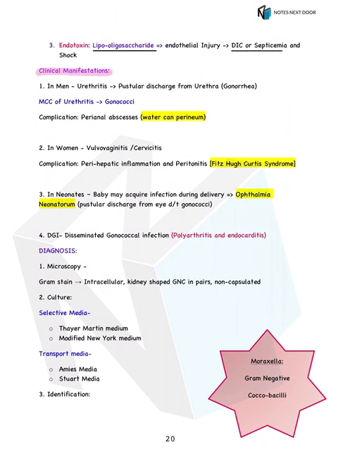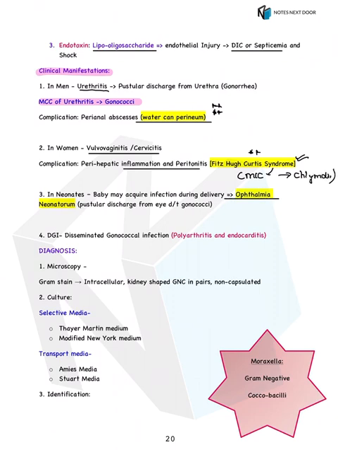Now what does this organism cause? In man, it can cause urethritis, and most common cause of urethritis is the gonococci, and this is one of the most important, that multiple abscesses known as watering can perineum. In women, it can cause infection of the vulva, vagina known as vulvovaginitis, or of cervix known as cervicitis, and it can cause perihepatic inflammation known as Fitz-Hugh-Curtis syndrome. But most common cause of Fitz-Hugh-Curtis syndrome is the chlamydia, okay. In neonates, it can cause ophthalmia neonatorum, okay, due to purulent discharge. It can cause disseminated gonococcal infection.